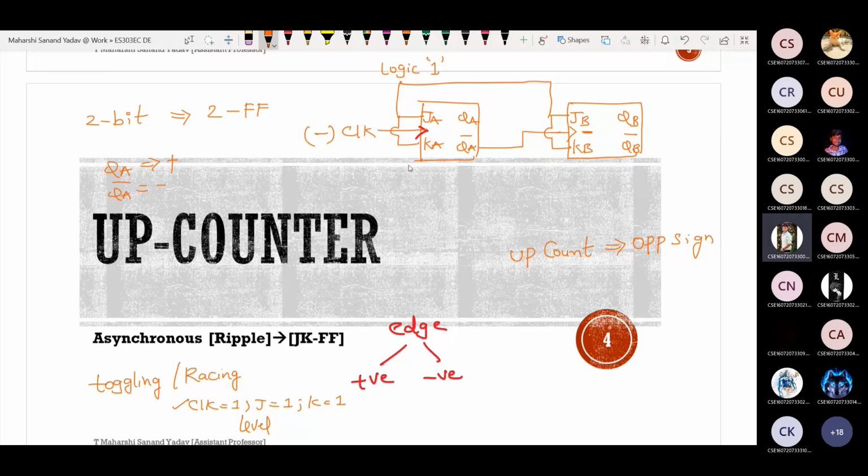Sir, clock will become positive, so QA bar is negative. For up counter, it should be opposite sign. Correct. So we need to connect from QA bar. This is positive, this is negative. So here this is of opposite sign. So this is also an up counter.